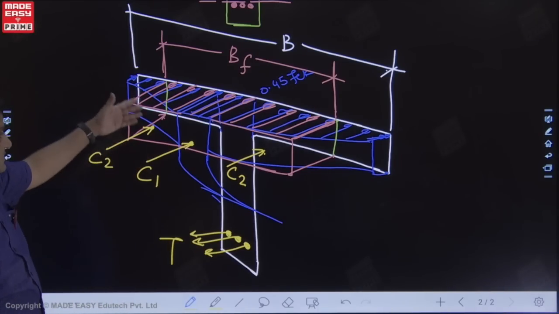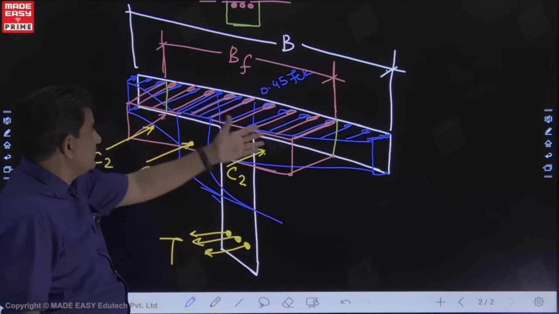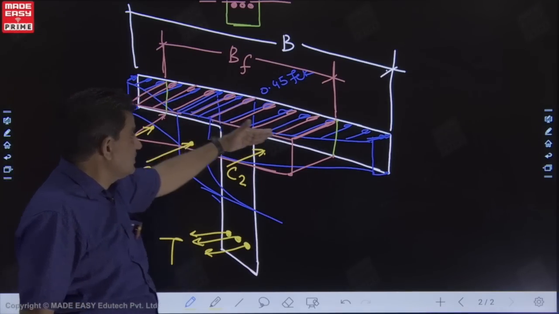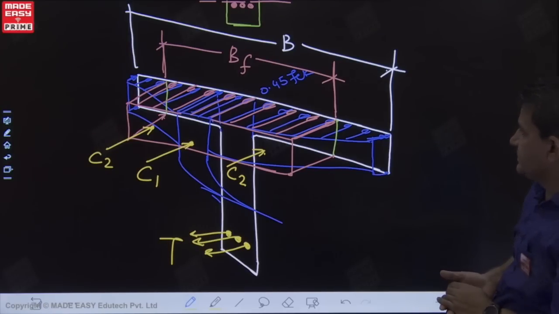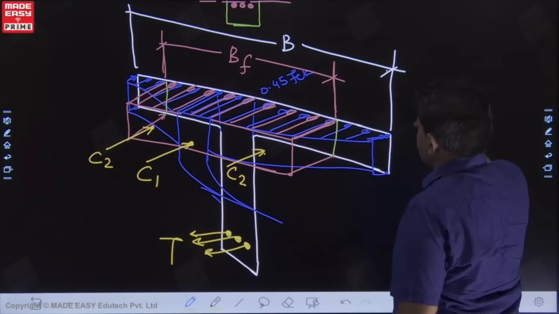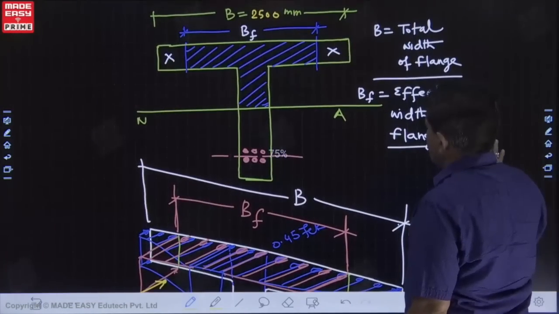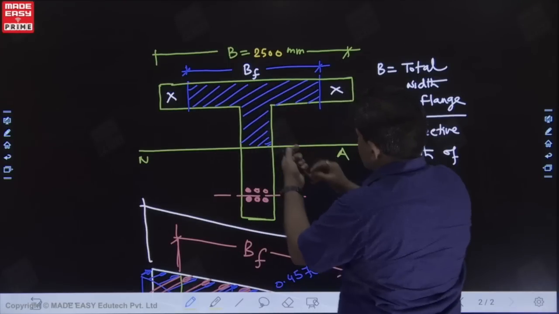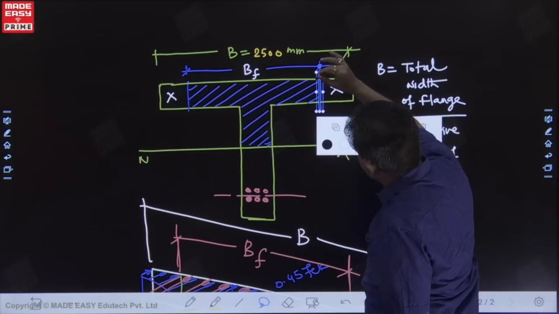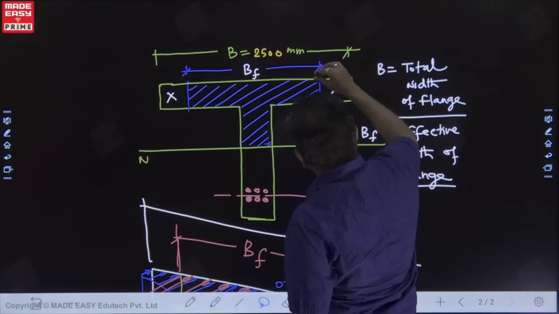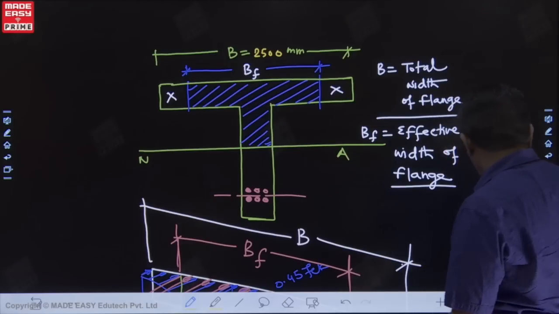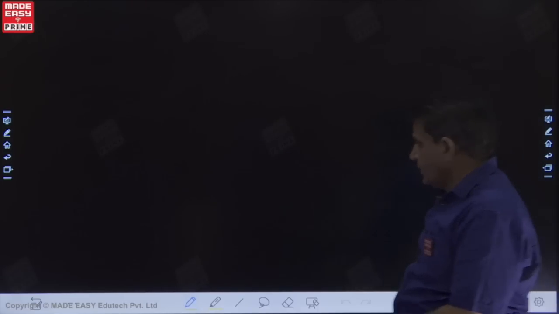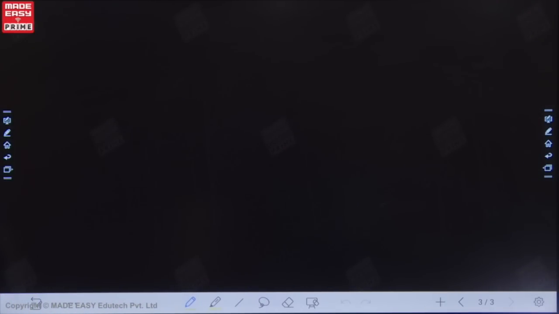Okay. So this is the reason why we don't consider the full width of the flange, because the stress diagram is not constant, it is partly parabolic, and to consider the effect of this we get a BF value. So how to calculate this BF, the effective width of flange, so that the stress value can be considered constant from this point to this point, and we can calculate the forces very easily in this flange. I hope you have got it. Now let's see how we calculate the values of effective width of flange.